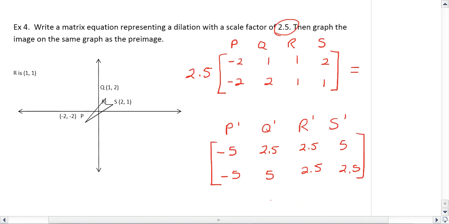So the last thing to do then is to graph this on the same graph as the pre-image and see if we can get an image that does look 2.5 times as large. So I attempted to graph P prime, Q prime, R prime, and S prime, and then connected those vertices to show that we did in fact enlarge this shape by a scale factor of 2.5.